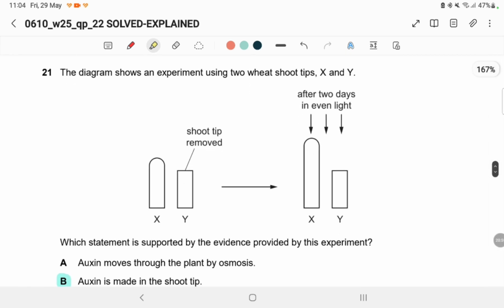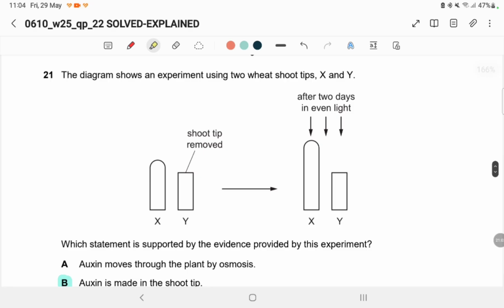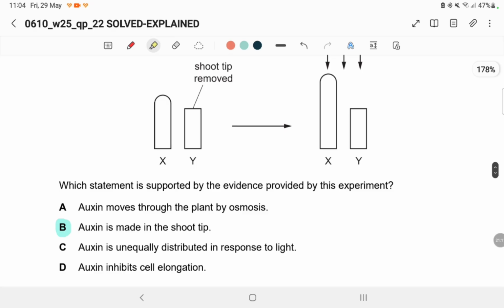Now question number 21. The diagram shows an experiment using two wheat shoot tips, X and Y. Which statement is supported by the evidence provided by this experiment? Basically, it's telling you here about X and Y. So X will grow above, Y above, because oxygen is made in the shoot tip. You will tell me why oxygen moves through the plant by osmosis, because osmosis is just fluid, you need water to move through a partially permeable membrane.